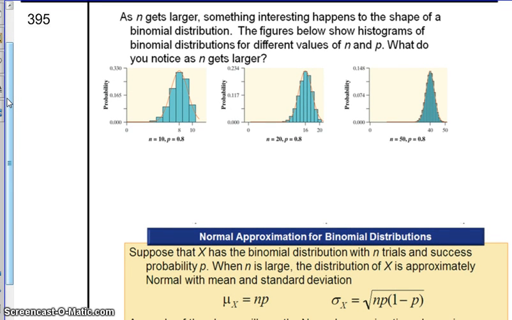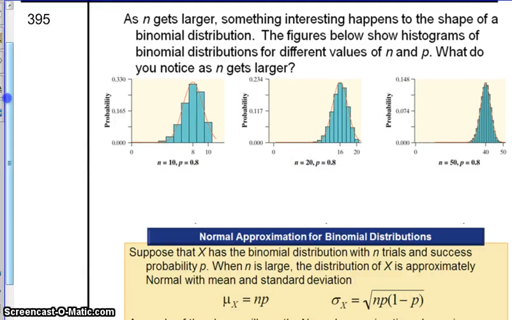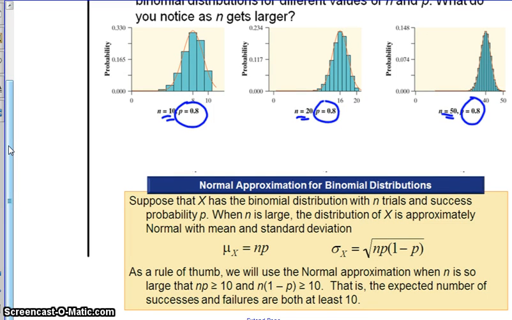All right, as n gets larger, something interesting happens to the shape of your binomial distribution. Figures below show histograms of binomial distributions for different values of n and p. What do you notice as n gets larger? Now, one of the things we should look at and recognize is that in every one of these cases, the probability of success stays 0.8. But as the sample size increases, notice we get less and less variability. Okay? Now, what they're saying is that we're choosing 10, and we're looking at the proportion of those 10 that give me successes and so on and so forth. And so it's a little different. We'll get into that more and more.